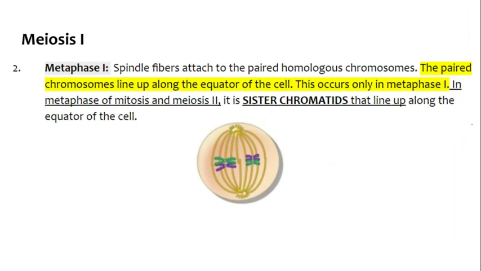In metaphase, the spindle fiber is attached to the paired homologous chromosomes, and the pairs line up at the equator. This only occurs in metaphase 1. Okay, and in this diagram, we're showing the homologous chromosomes as being roughly the same size or so. They carry the same genes. Again, I'm going to explain this a little bit better, but notice that they line up at the equator.